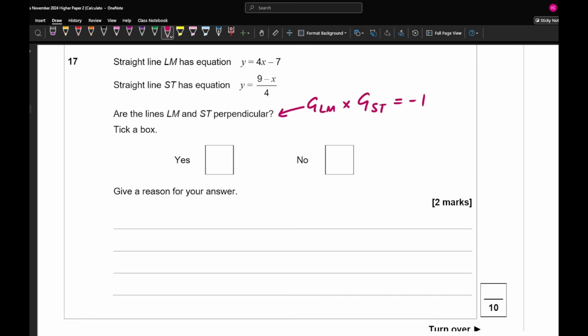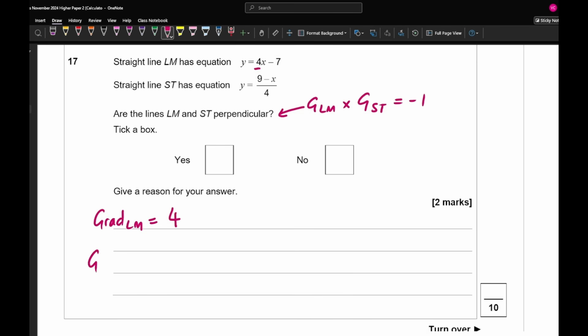So what I need to do is work out the gradients by looking at the equations of those two lines. If I look at the gradient of LM, then the gradient is the coefficient of x, which is the number in front of x, which is 4.